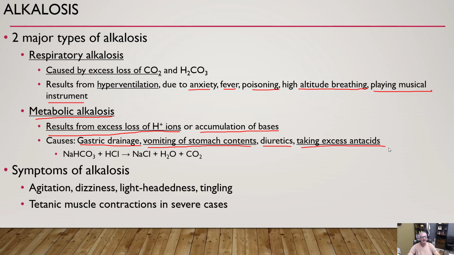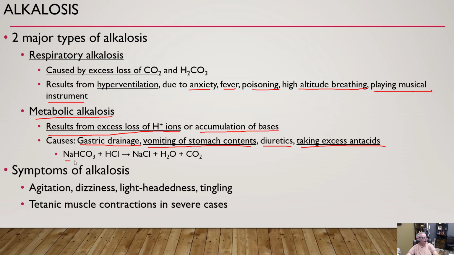Taking excessive antacids. Remember, antacids are a buffer. Antacids will neutralize your stomach acid. When you neutralize your stomach acid, you are becoming more basic. And we're not just talking about 1 or 2 Tums. We're talking when you take 9 Tums at once, and you do this 3 or 4 times a day. If you have an ulcer and all you do is just pop Tums and pop Tums and pop Tums, over time, you're going to come into a condition called metabolic alkalosis.